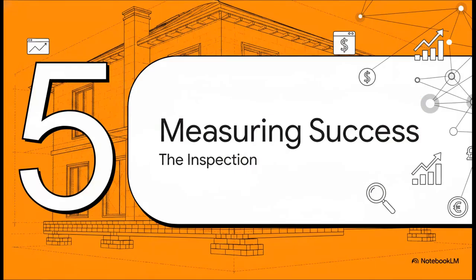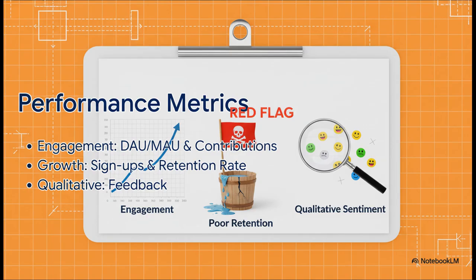Which brings us to our final section, number 5, measuring your success, the inspection. So how do you actually inspect this finished house and measure your return on investment? Well, the absolutely crucial point here is knowing what to look at. Here are the key performance indicators cleanly categorized for you. First step, engagement metrics. We're talking daily or monthly active users and how often they're actually contributing content.